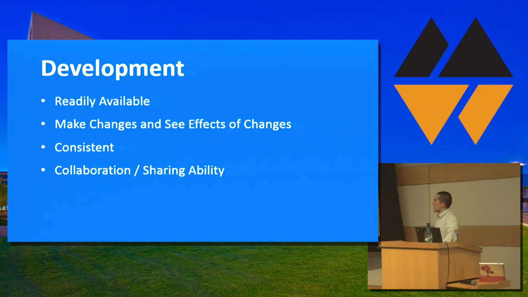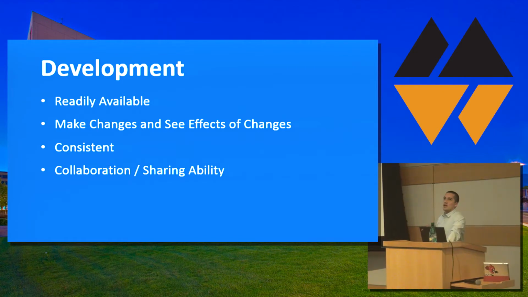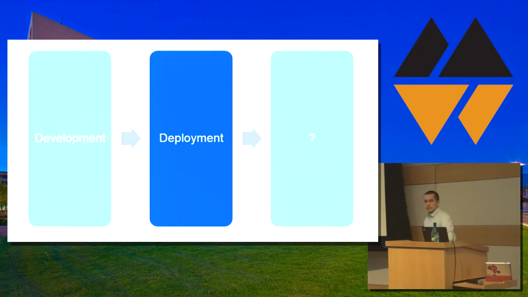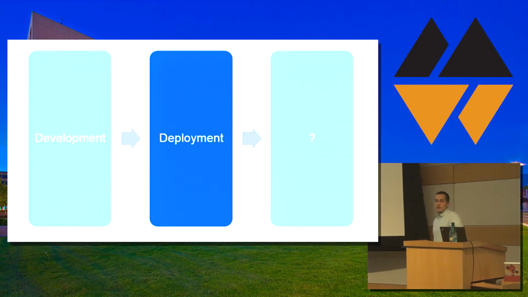So just as a summary slide, here are 4 traits I found over the years that people really want in a development environment and want to head towards. And so that's the development aspect of the application lifecycle. And then we're going to head to deployment.